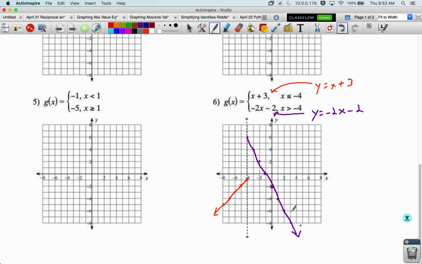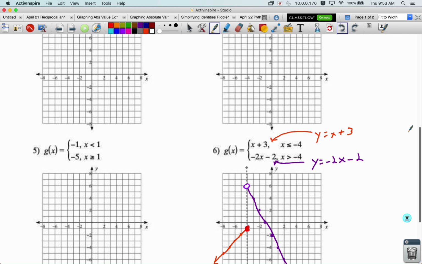Connecting them, arrow on that side, and then which side gets the closed dot? It's the red line, because it has the or equal to as part of its inequality. So right at -4, we're still in this line. The second we move past -4, even -3.99, we jump onto this line over here.